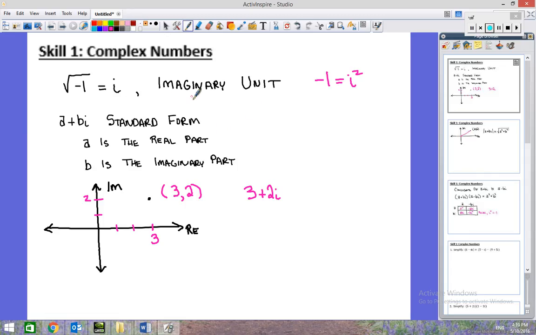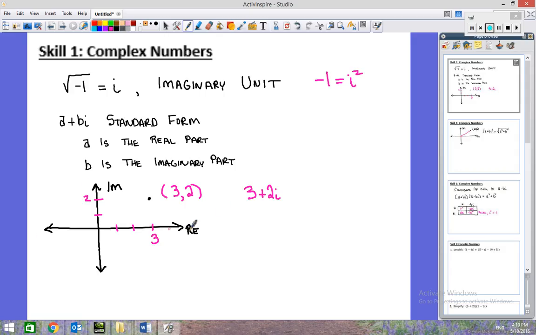When you're asked to simplify an expression or to write your answer, they typically want it in standard form. The standard form of a complex number is written as a plus bi. The first term a is referred to as the real part of this complex number. The second term has two factors, and the factor b is the imaginary part, and like we said, i is the imaginary unit.